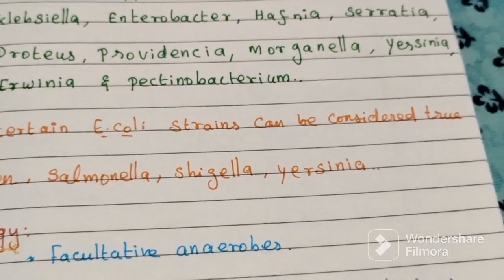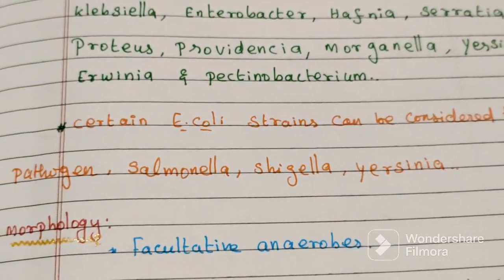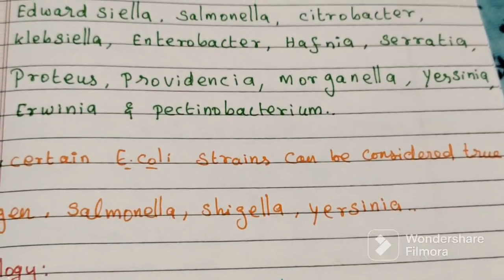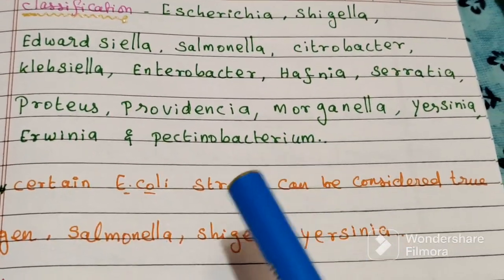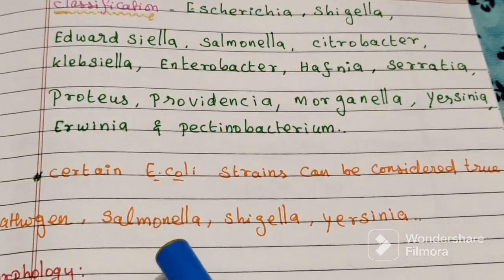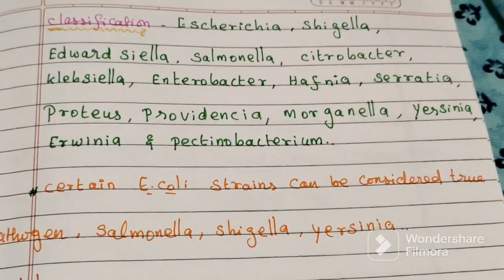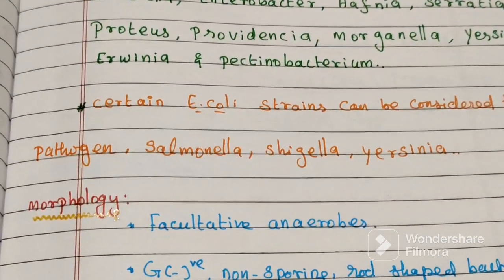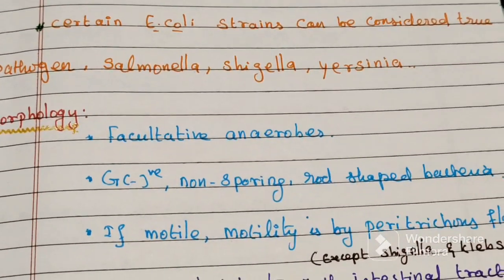Certain E. coli strains can be considered true pathogens. Among so many species, E. coli, Salmonella, Shigella, and Yersinia are considered true pathogens. Now we will discuss the morphology.